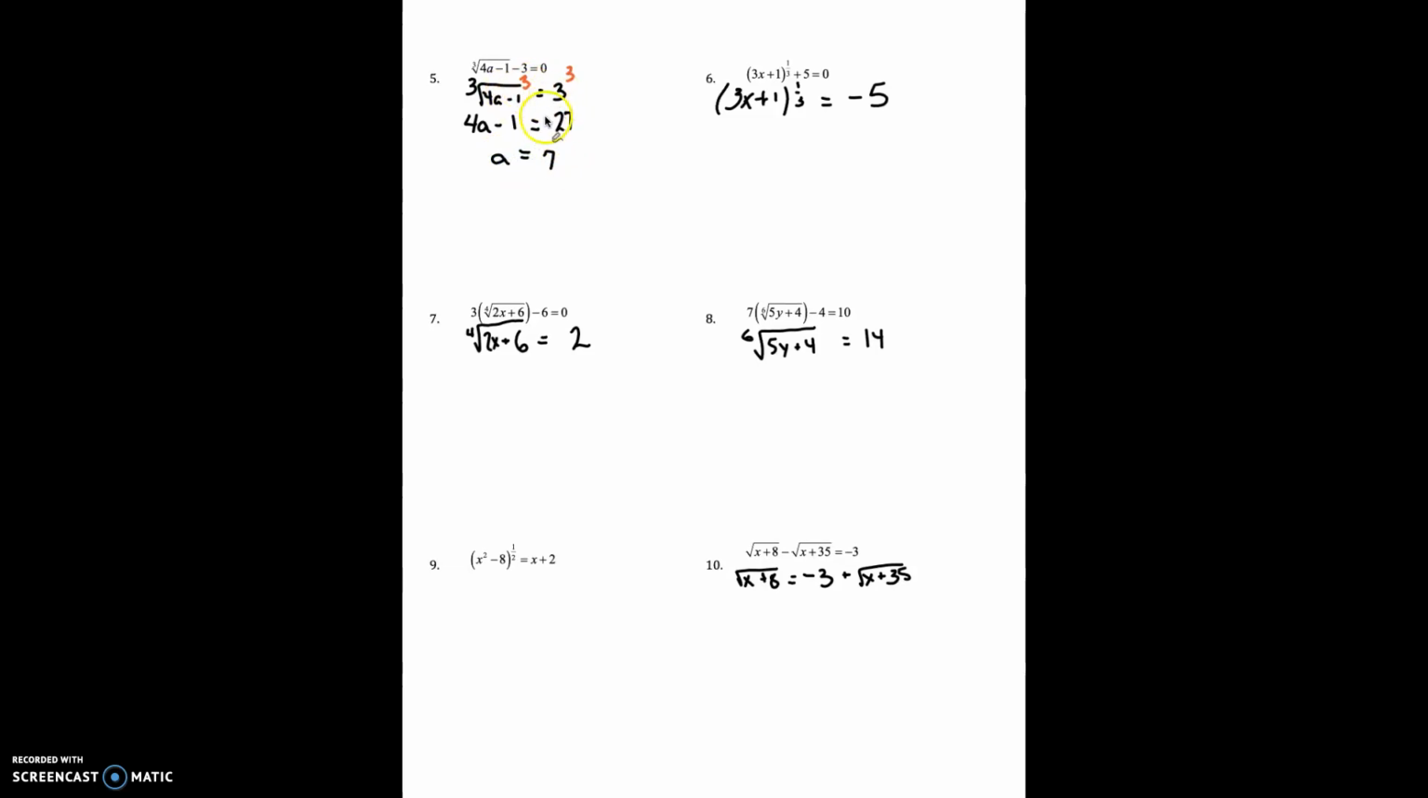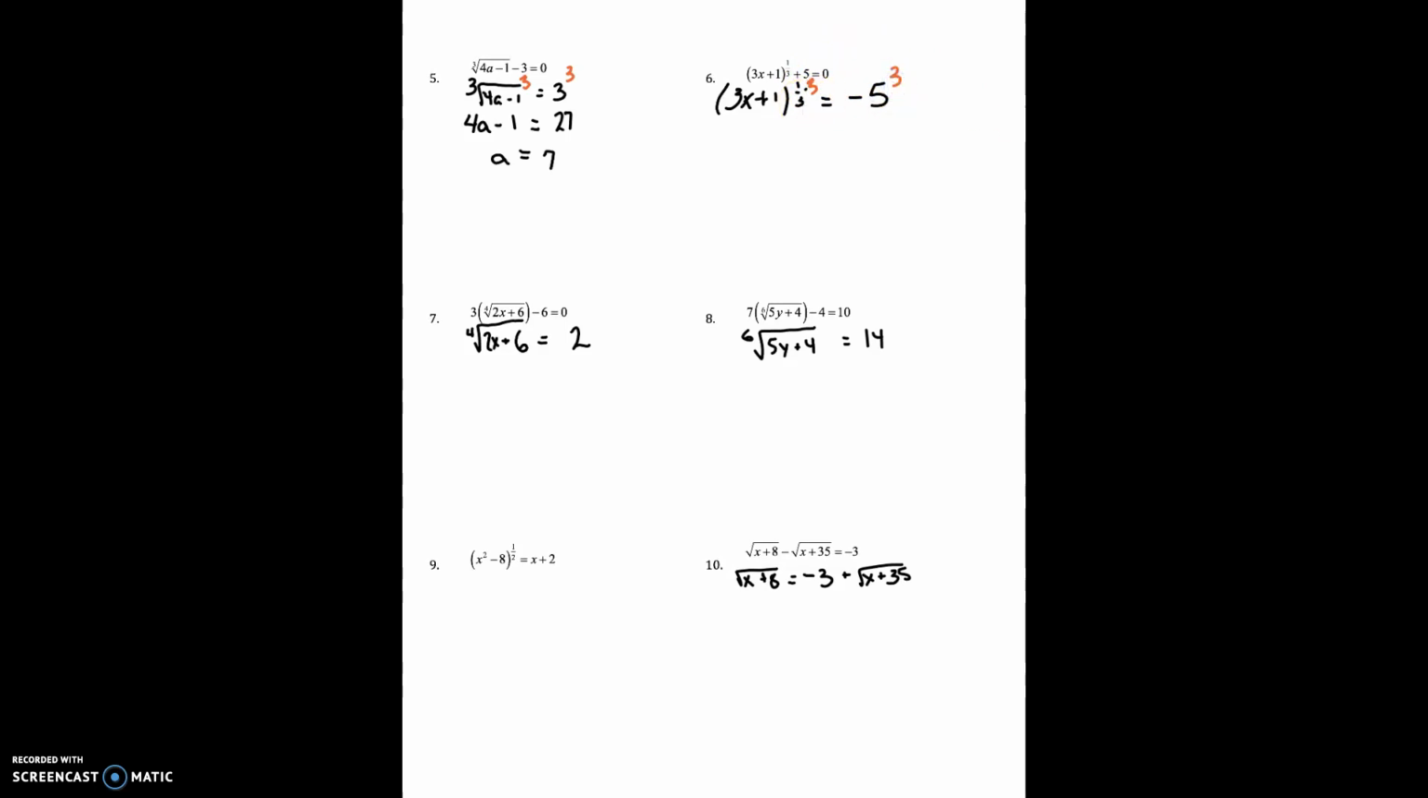We can check that to see if it works or not. 28 minus 1 is 27. Third root is 3. 3 minus 3 is 0. Next one, just displayed a little differently. 1/3 power means the third root. So how do I get rid of that? I'm going to change back the color. Cube both sides.